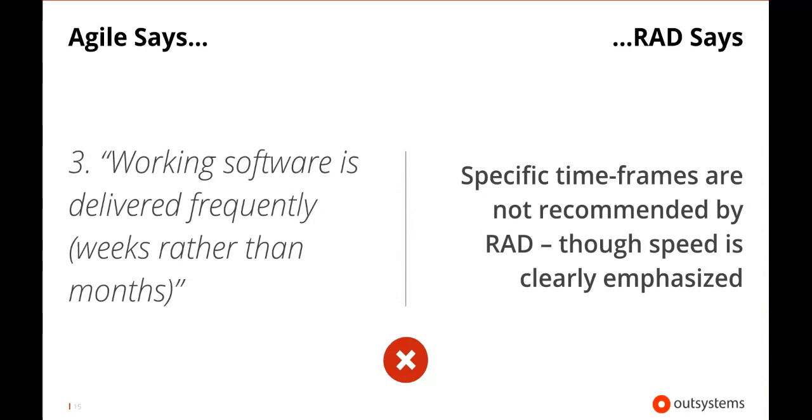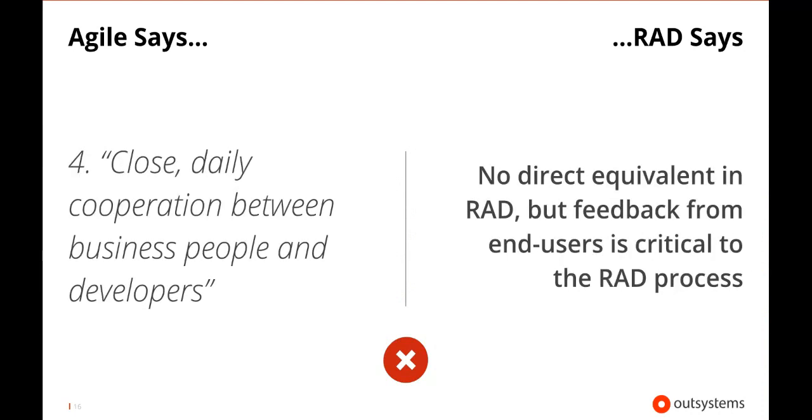Number 3 would be working software is delivered frequently, weeks rather than months. RAD doesn't really have specific time frames, but the gist of this is kind of synonymous with RAD practices. So I still put an X. I said that they don't match, but they're kind of similar here. Number 4, close daily cooperation between business people and developers. Feedback is definitely part of RAD, if those are the business people that, in fact, you're speaking to, or the client or the end user, whichever. But a specific time frame and frequency is not specified.